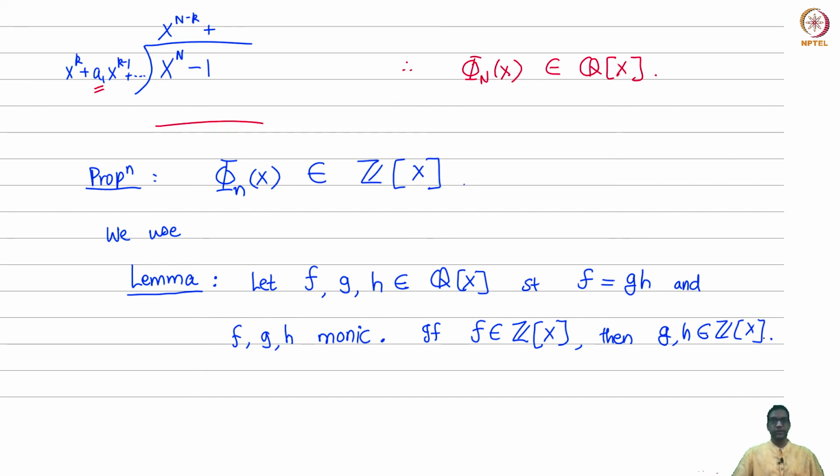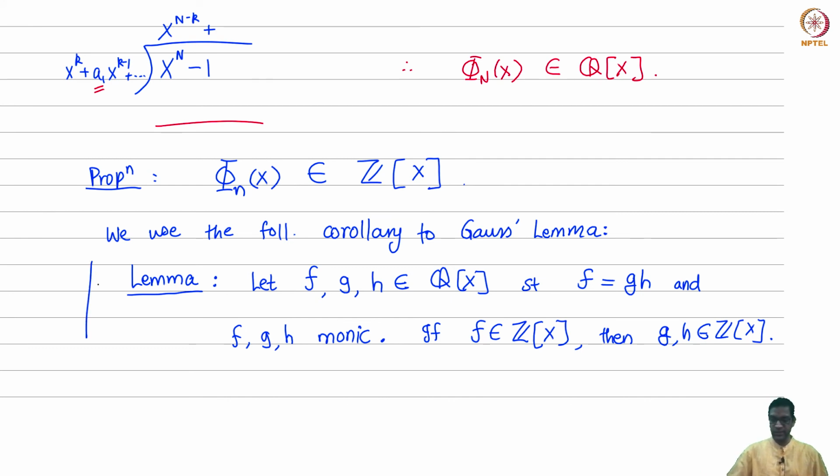So this was one of the corollaries that you had looked at, the following corollary to Gauss's lemma. Please look back at the lecture on Gauss's lemma. This just involves observing that the contents are 1 on both sides and then applying Gauss's lemma. So this is a very important statement: if I have two monic polynomials g and h whose product is f, and if f has integer coefficients, then g and h must also have integer coefficients.